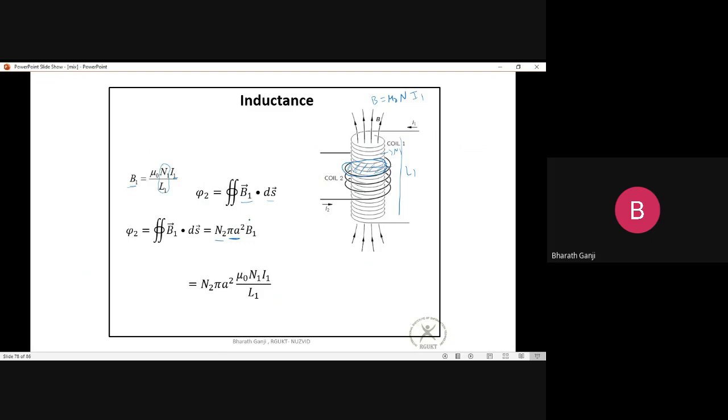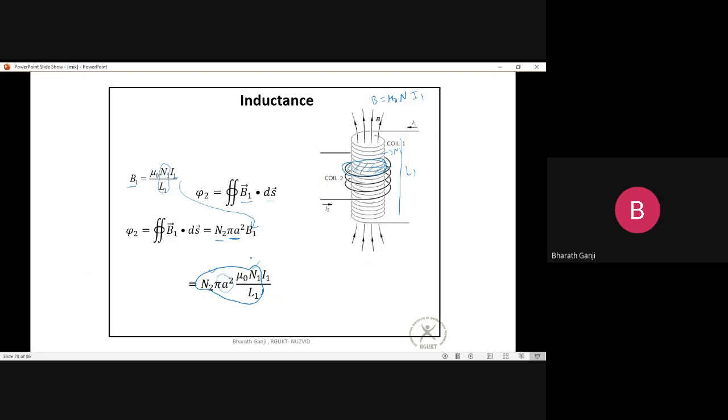So if I substitute what B1 is here, then I can write it like this. I can rearrange these terms. You can see whatever terms are here, all of these depend upon the geometry: the number of loops in the second coil, the number of loops in the first coil, and whatever area you have. This all depends on the geometry, or how you build the second coil with respect to the first coil.